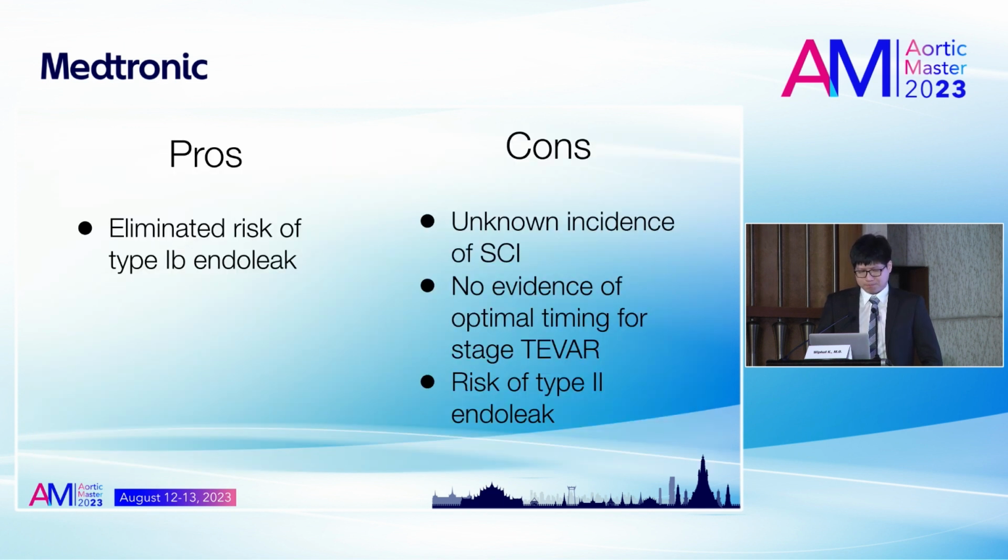With this kind of operation, the good thing is we also eliminate the risk of endoleak type 1B, because we put a stent graft into the vascular graft, so there's no leak. However, we still don't know the true incidence of spinal cord ischemia for this procedure, and we still don't know the optimal interval timing to put the TEVAR after the first operation. And when you put the TEVAR, there's still a risk of endoleak type 2.